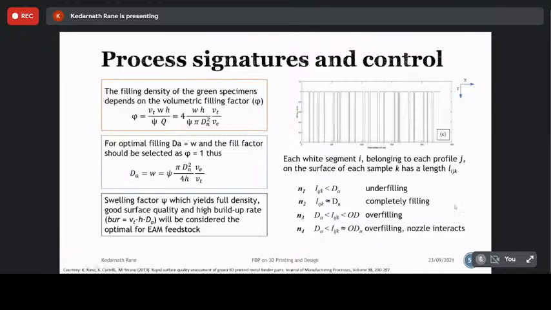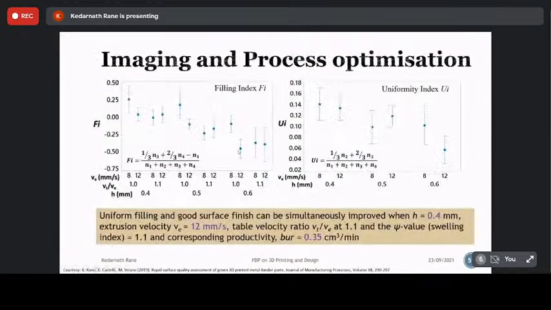So we considered all the combinations of the defects, and we realized two indices, which are the filling index and the non-uniformity index, and we did a lot of experiments to validate our model for different extrusion velocities and different combinations of extrusion and table velocities. This can be used as a process criterion for real-time monitoring as well as control of the process. So for the given combination of deposition, we determine the optimal combination.